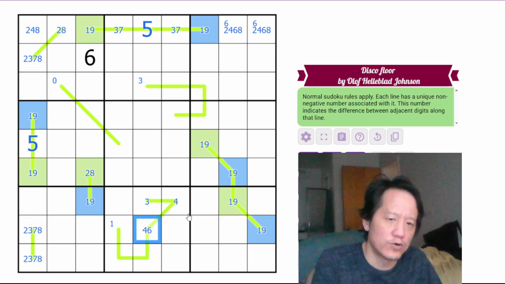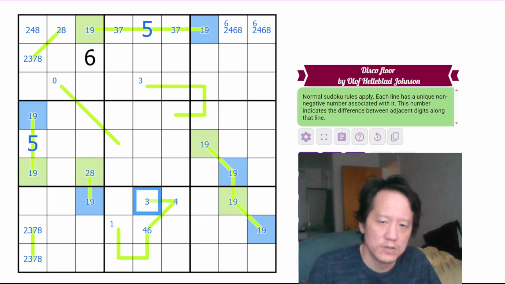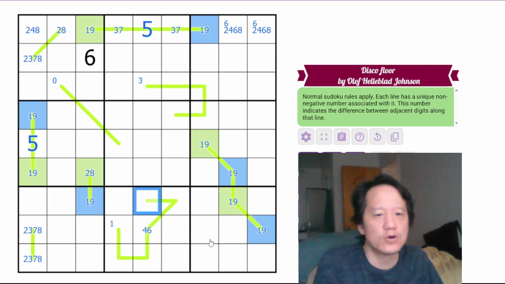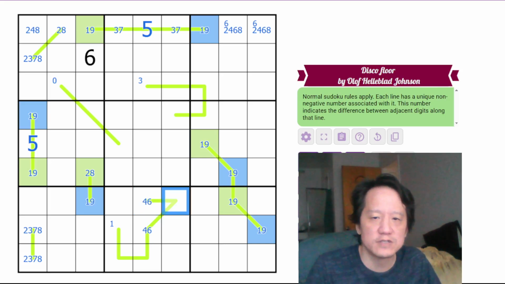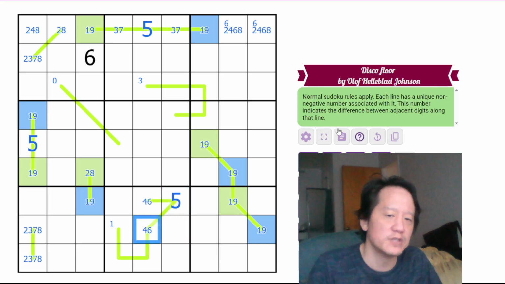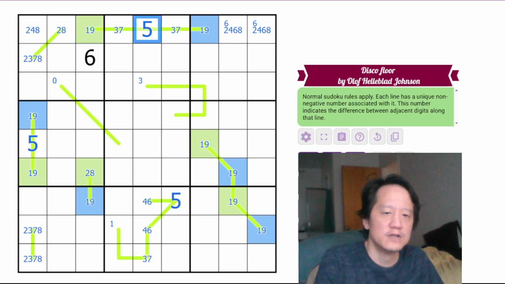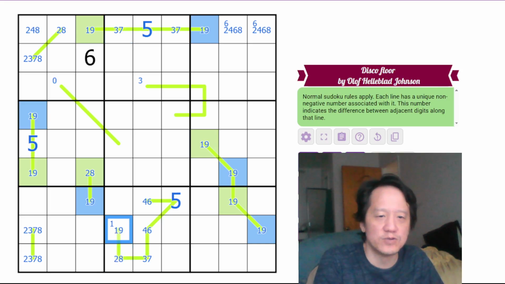3 could be 4, that's 5, that doesn't work. 7 doesn't work either. Right? It would be 7, 6, 5. So this has to be 4 or 6, which makes this 5. This becomes the other 4 or 6. This is 3 or 7. This is 2 or 8. And this is 1 and 9.